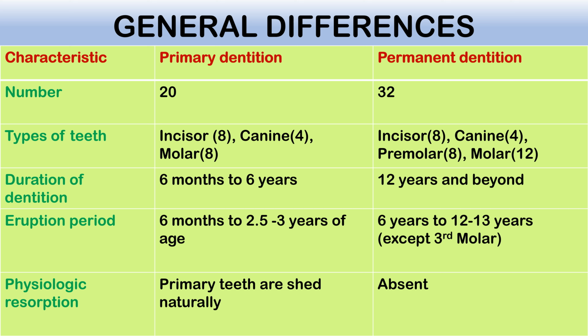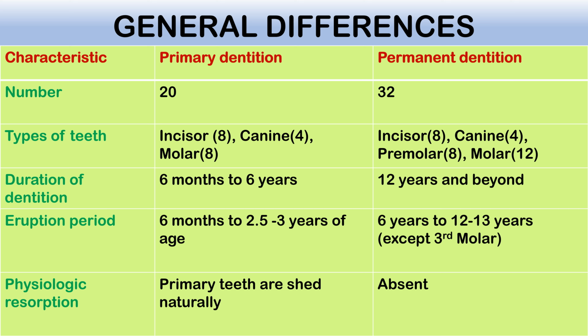Next difference is duration of dentition. Primary teeth start appearing in the oral cavity around 6 months of age and last until 6 years before they start shedding, whereas the permanent dentition starts appearing in the oral cavity around 12 years of age.